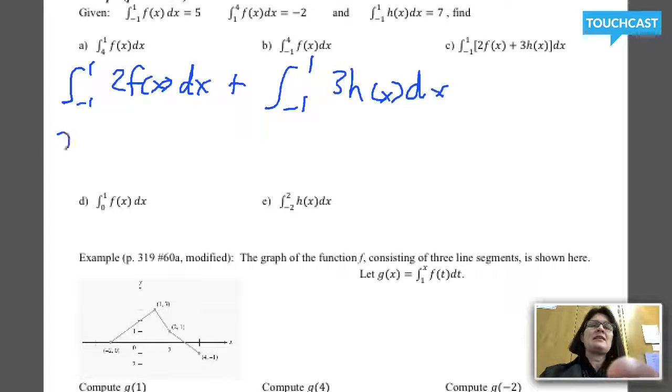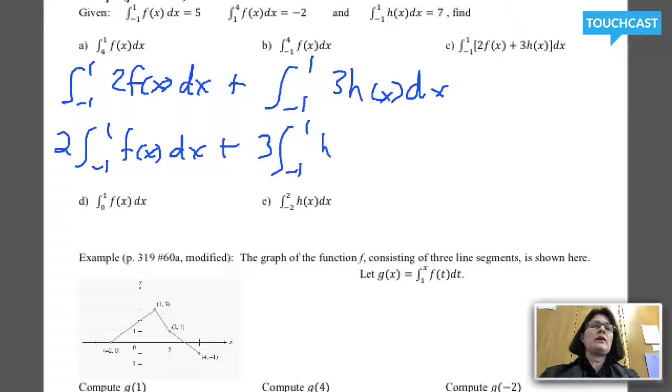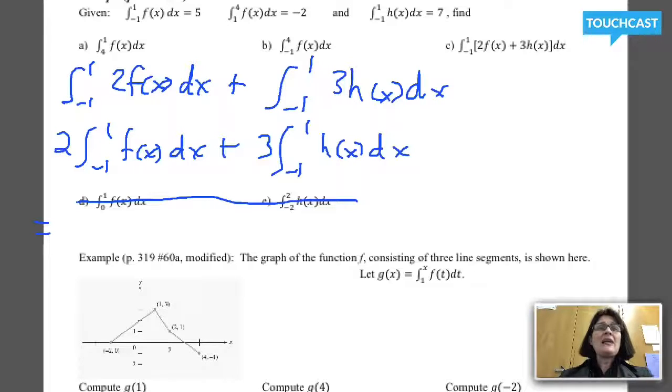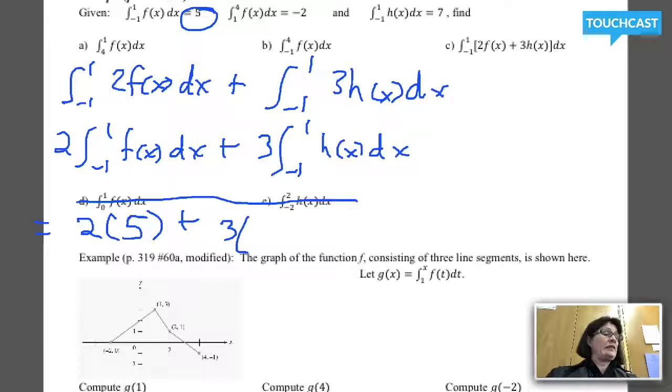So I'm going to write that it's the same as 2 times the integral from -1 to 1 of f of x dx plus 3 times the integral from -1 to 1 of h of x dx. And that is equal to, pretend this isn't here, it's just in my way as I'm writing, I know an expression for the integral from -1 to 1 of f of x dx. It is 5. So this is going to be 2 times 5 plus 3 times the integral from -1 to 1 of h of x dx, which is 7. So my final answer, 10 plus 21 makes 31.